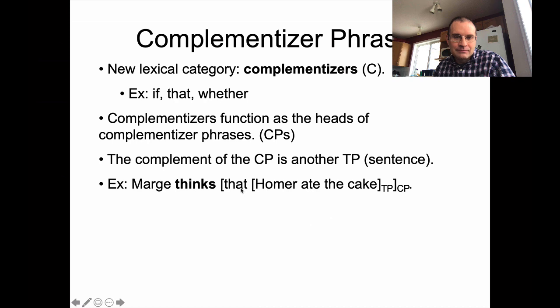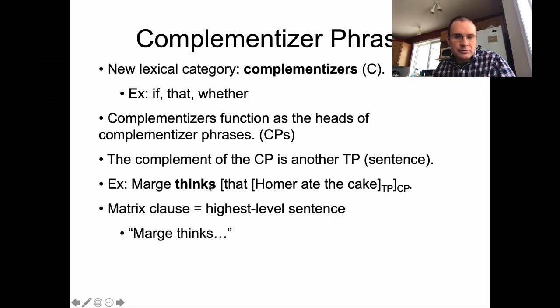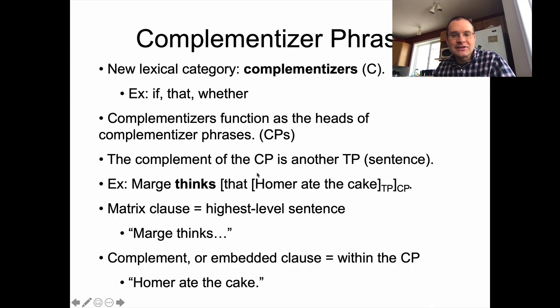So it's a phrase kind of above a whole sentence level, and it's headed by the word that. So to have some terminology whereby we can talk about this sort of structure, this highest level sentence I'm going to call the matrix clause, the highest level TP, so Marge thinks. And then the embedded sentence is simply the embedded clause, or perhaps the complement clause. So Homer ate the cake is embedded in this higher level sentence structure for Marge thinks that Homer ate the cake.